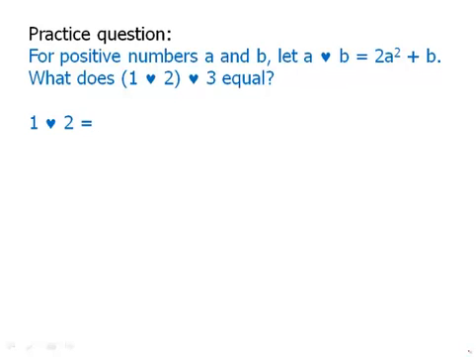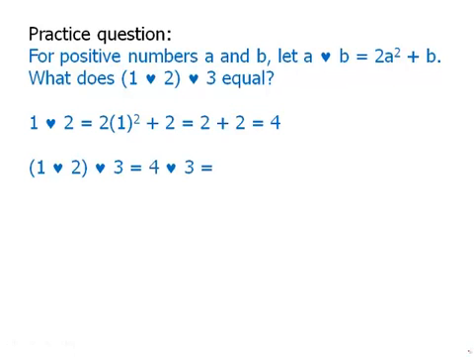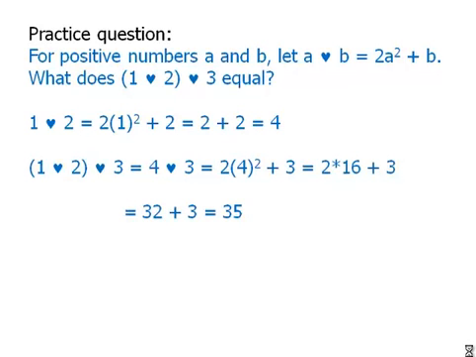Well, first thing we're going to do is set the parentheses, we're just going to treat that separately. 1 heart 2. 1 heart 2, what is that? Well, that's going to be 2 times 1 squared plus 2. 2 plus 2 is 4. So that whole parentheses just equals 4. So we can replace the parentheses with 4, and then it's 4 heart 3. Well, this would be 2 times 4 squared plus 3. 2 times 16 plus 3, or 32 plus 3, which is 35. So that whole expression has a value of 35.